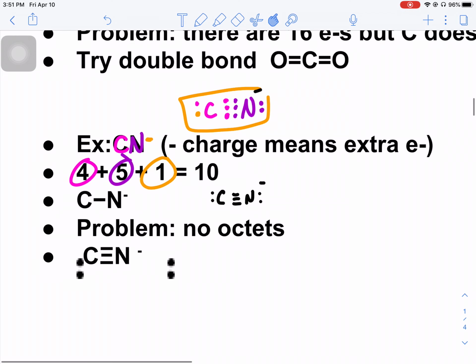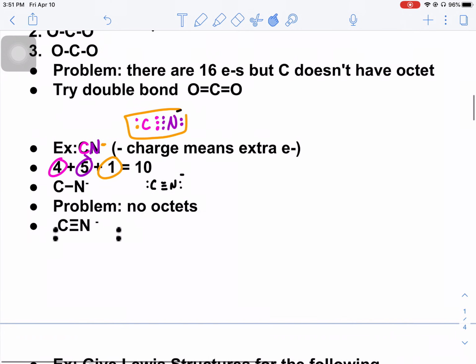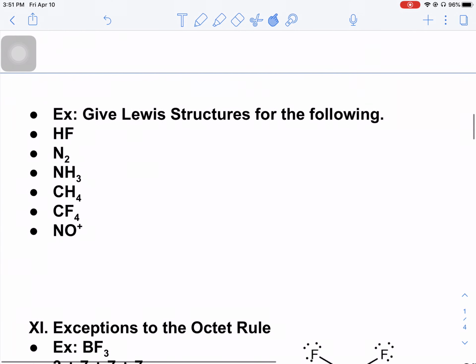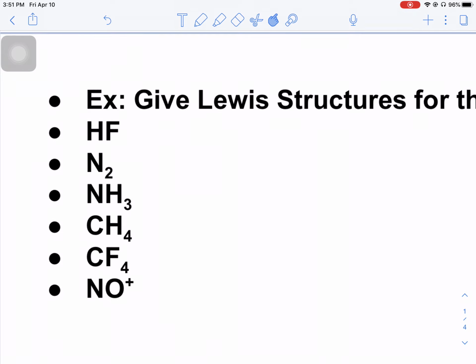So guys, we can do these for molecules. We can also do them for many polyatomic ions. Here are some Lewis structures that I want you to be able to do. I'm just going to do them with you. So when you look at hydrogen fluoride, hydrogen gets 1, fluorine gets 7. So all in all, our final structure should have 8 electrons.